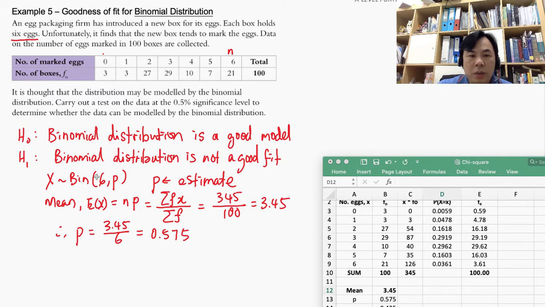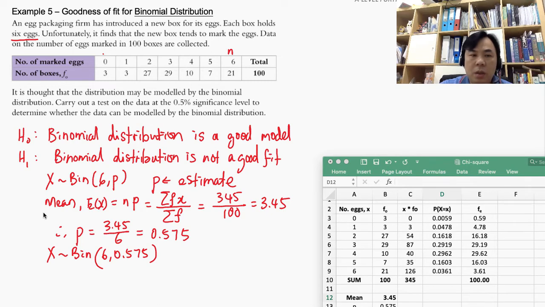So once we are ready with this, we can write down our estimated binomial distribution as binomial 6, 0.575, and then by using this we can calculate each individual probability that corresponds to 0 x-bin mark, 1 x-bin mark, and so on and so forth. So the probability mass function is given by such. I hope that you still remember.